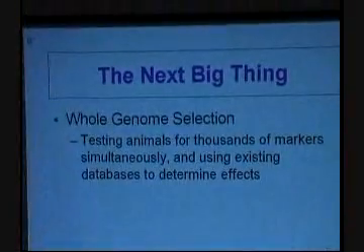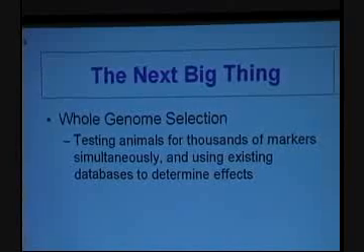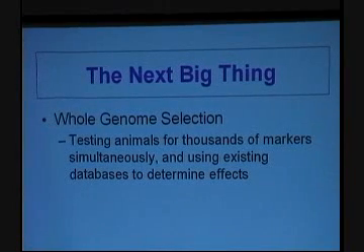The next big thing, and something that we'll see taking off now, is what's called whole genome selection. If you thought this couldn't get complicated enough already, it will get more, because we have new tools in the lab that will let us run lots and lots of tests very rapidly and very inexpensively.